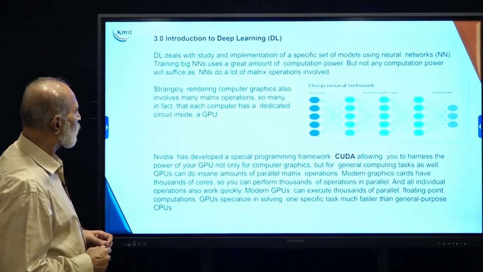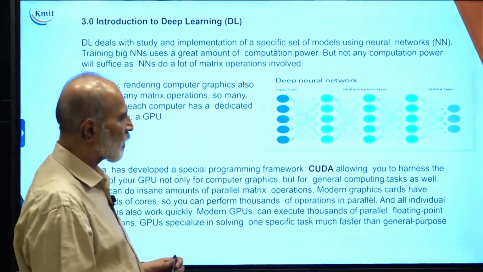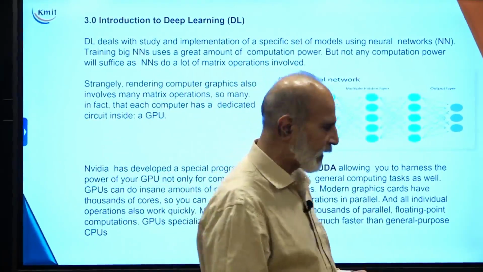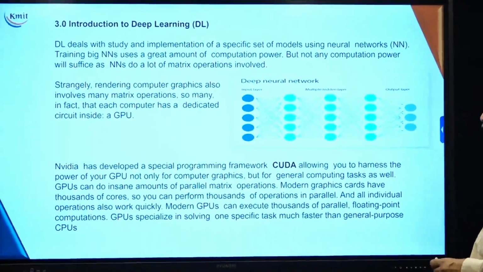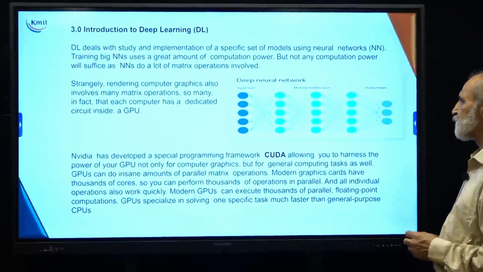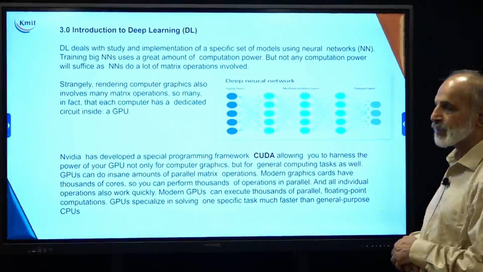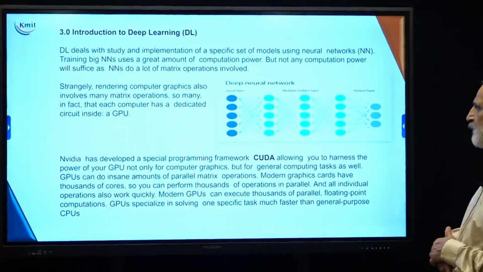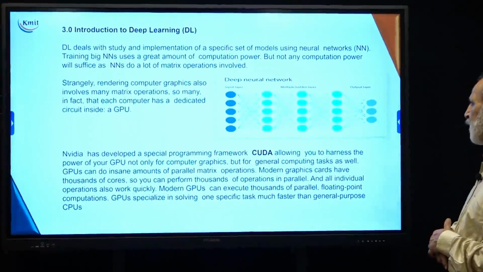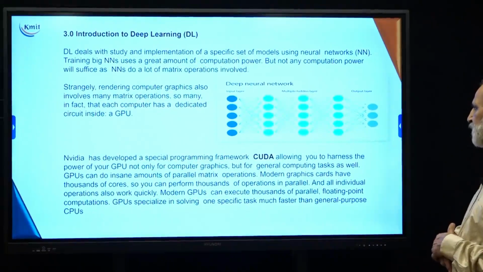Now I am going to talk about what deep learning is all about and how deep learning helps us in data science. So deep learning deals with the study and implementation of a specific set of models using a neural network. I have shown here a neural network: input layer, middle hidden layer and then output layer. I have shown 3 hidden layers.